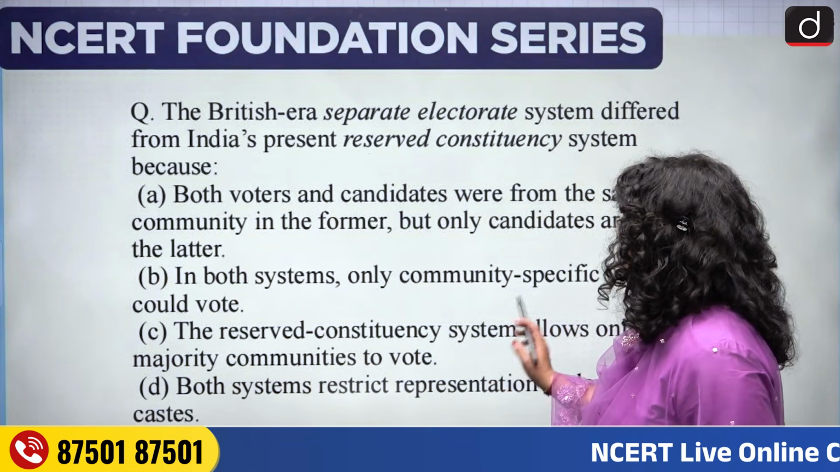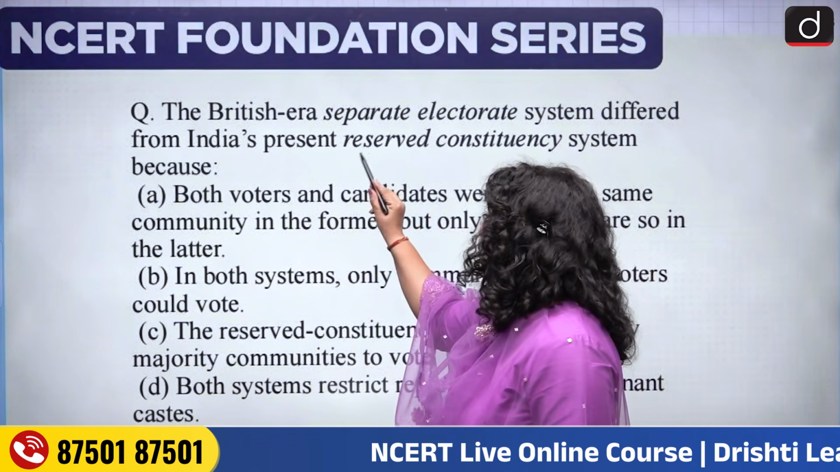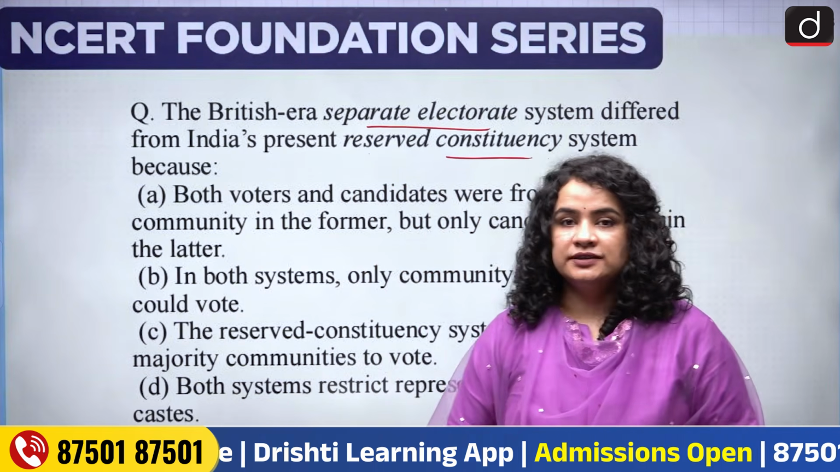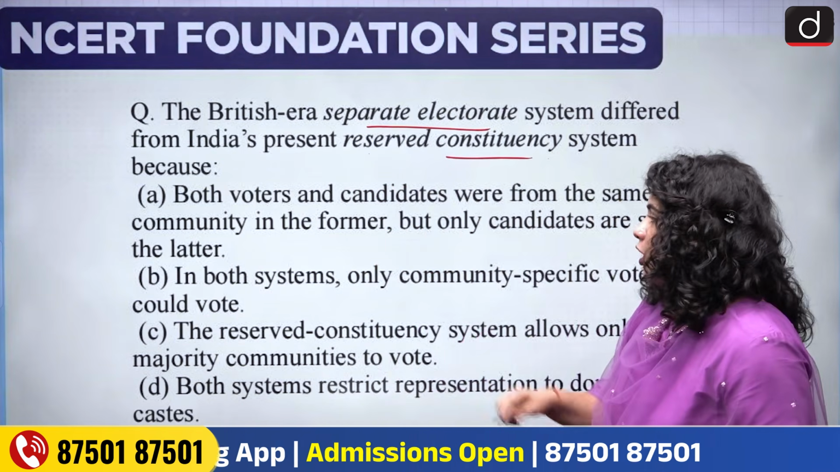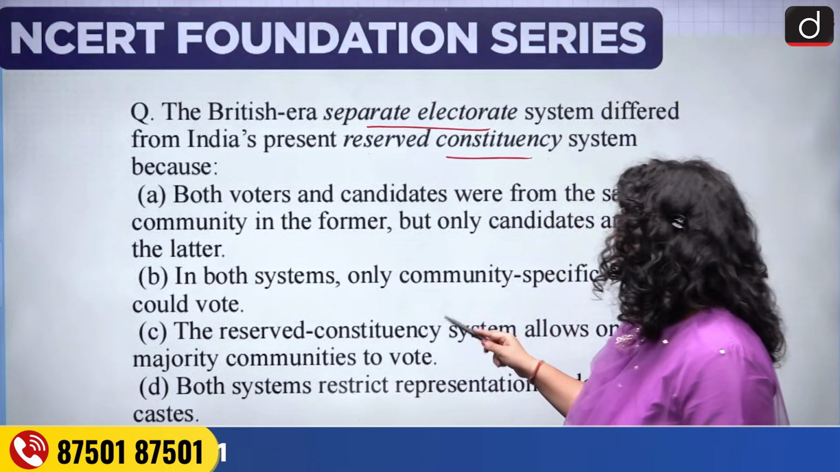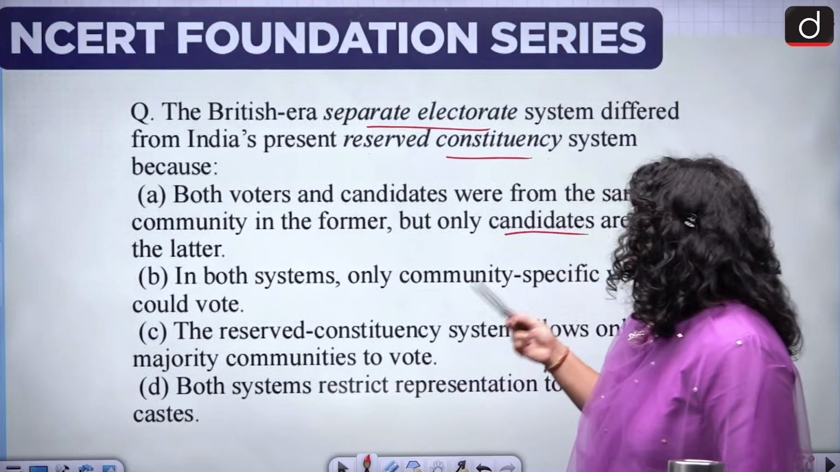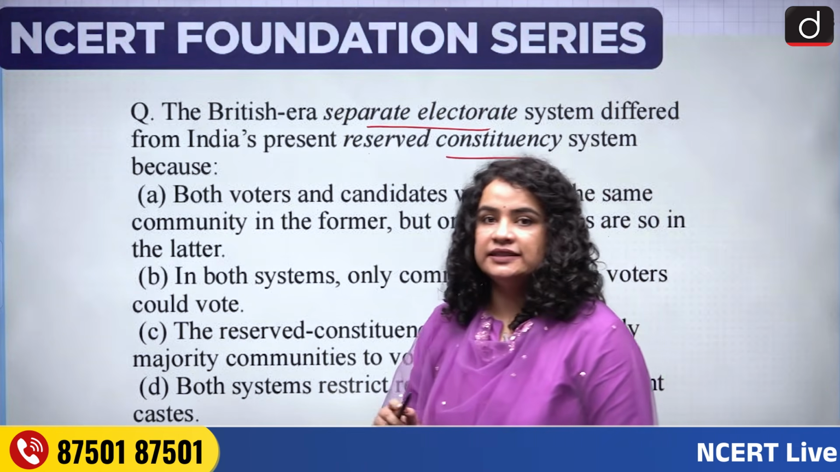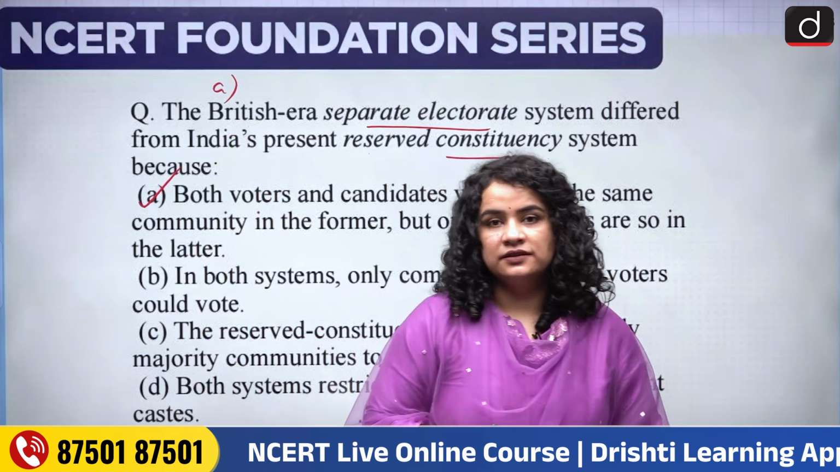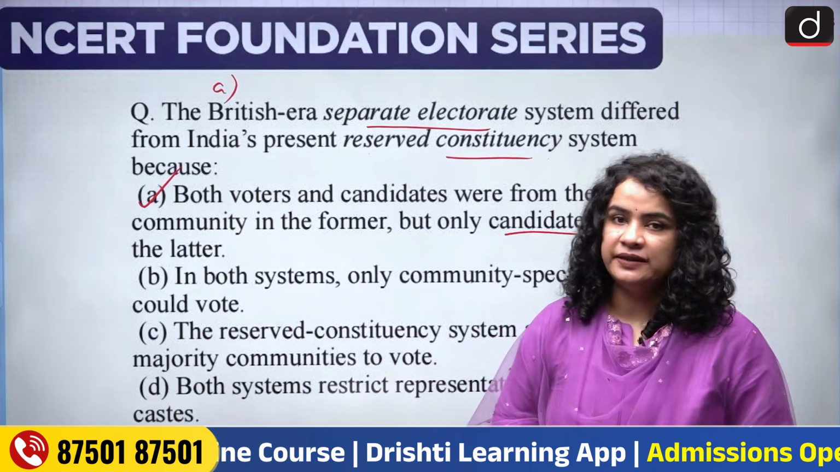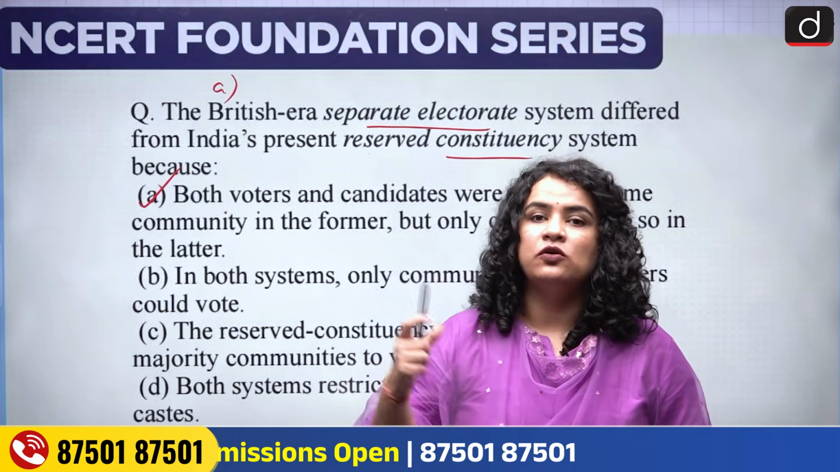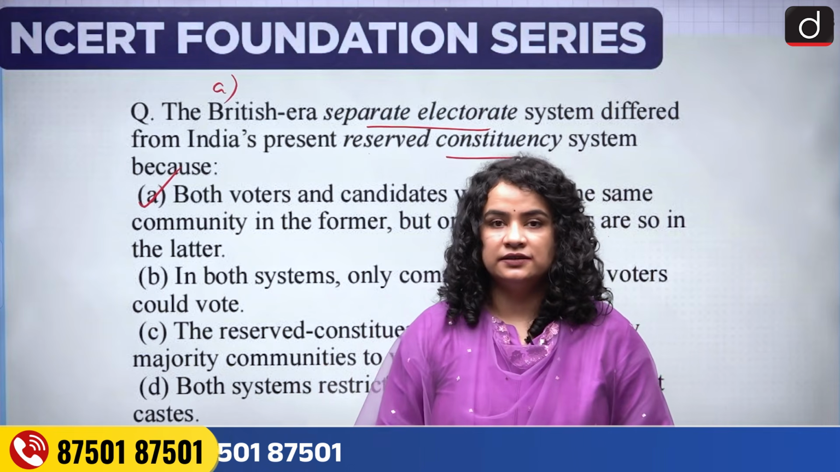So we have to find out how this concept of separate electorate is different from reserved constituency. Option A says both voters and candidates were from the same community in the former, but only candidates are so in the latter. And this incidentally happens to be your correct answer. Of course, in the separate electorate system, like we discussed, both the voters as well as the candidates had to belong to a certain community.